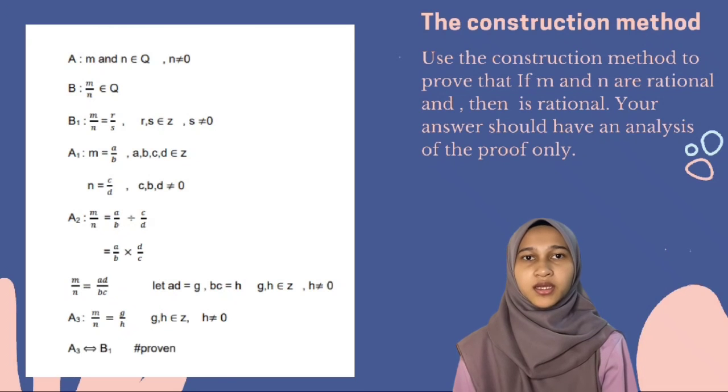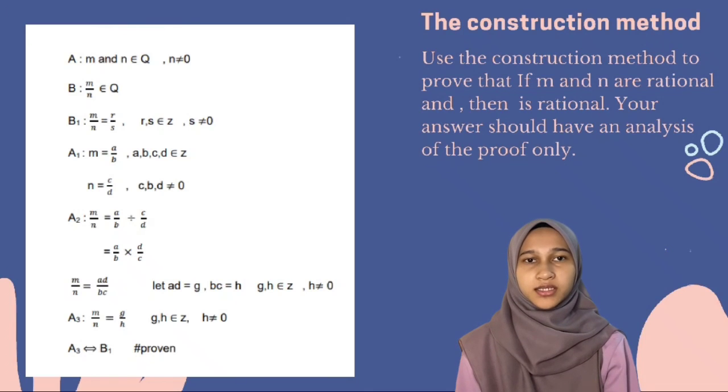The construction method. This method is used when the conclusion involves an existential quantifier. This method can be used if the conclusion B is in the form of there is an object with a certain property such that something happens. Let's look at an example. Use the construction method to prove that if m and n are rational and n is not equal to 0, then m over n is rational. Your answer should have an analysis of the proof only.